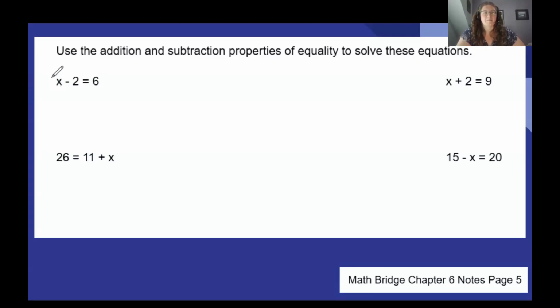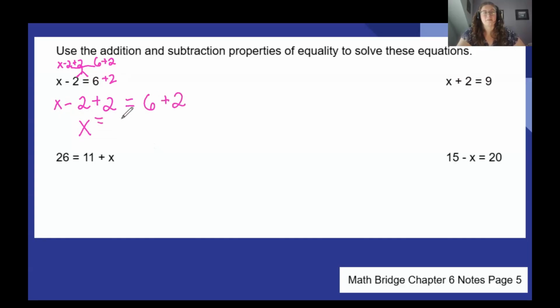We want x by itself. Right now we're subtracting 2 from x. So to undo that subtraction, we need the inverse operation. We want to add 2, right? Because x minus 2 plus 2 gives us x by itself. Well, we added 2 to the left side of our scale, right? If we had a scale, we added 2 to the left side. So now we have to add 2 to the right side so that our scale stays in balance.